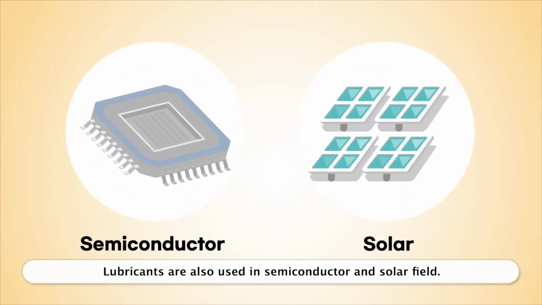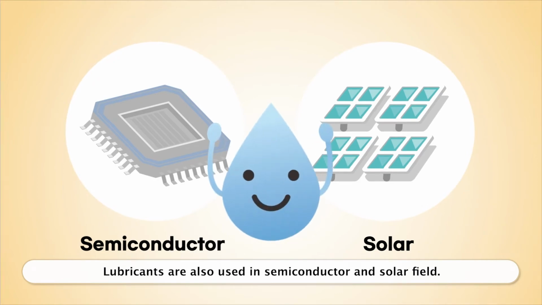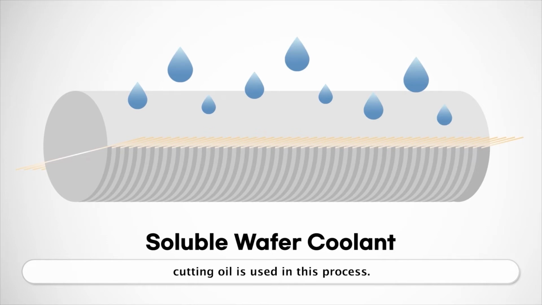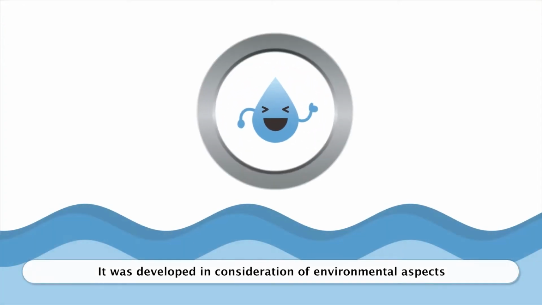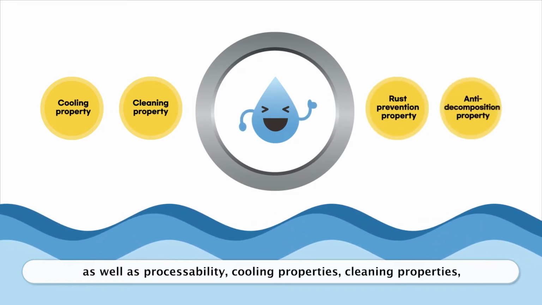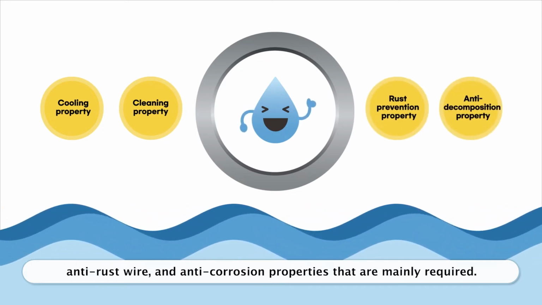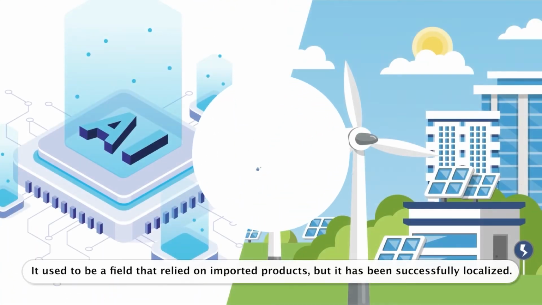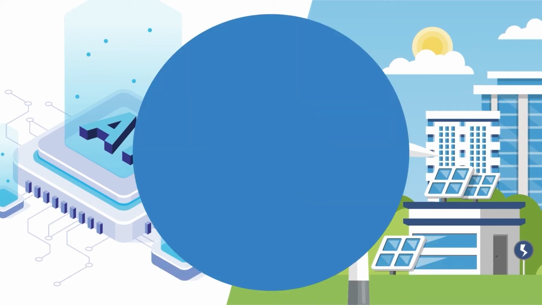Lubricants are also used in the semiconductor and solar fields. For silicon wafer cutting, diamond wire sawing, water-soluble cutting oil is used in this process. It was developed in consideration of environmental aspects as well as processability, cooling properties, cleaning properties, anti-rust, and anti-corrosion properties that are mainly required. It used to be a field that relied on imported products, but it has been successfully localized.